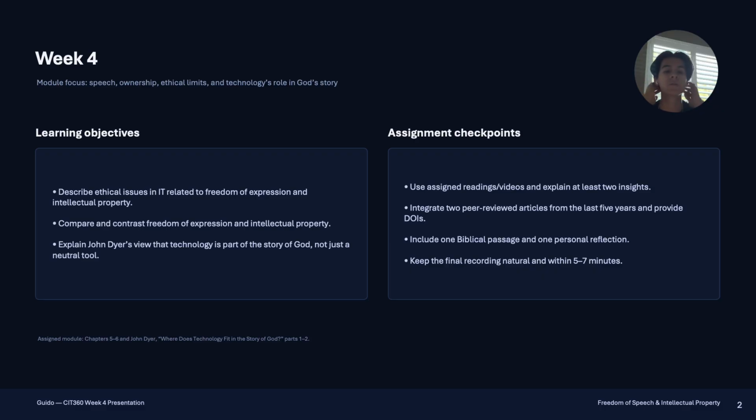Okay, so this week asks us to define freedom of speech and intellectual property rights, then compare them and explain how they're enforced. It also asks us to connect the topic to John Dyer's article, where he argues that technology is not just a neutral tool. Technology shapes people and becomes part of the larger story of human creativity and responsibility.